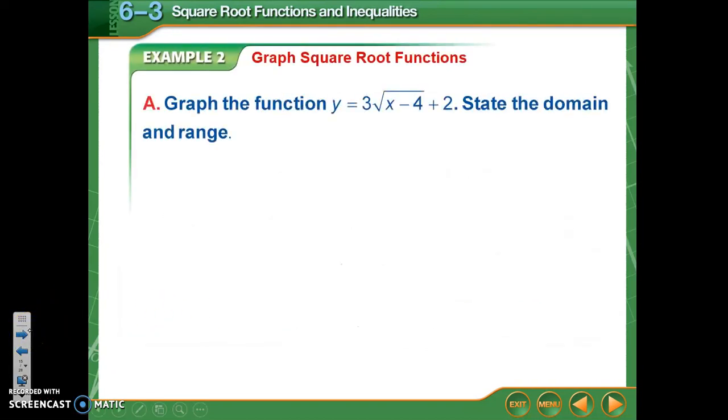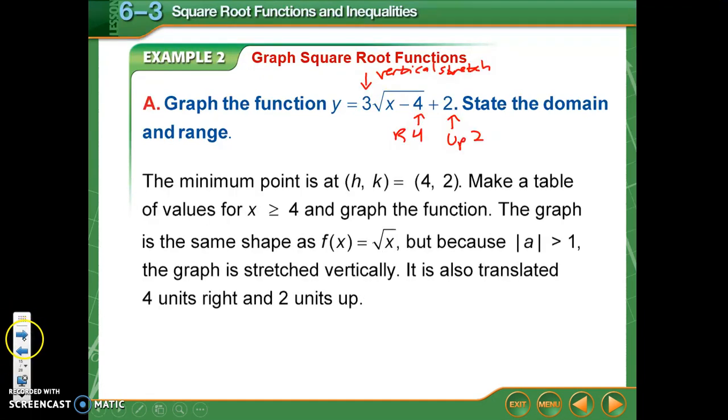Okay, so let's take a look at this. Thinking about the rules that we just talked about, this negative 4 under the square root is going to move it to the right 4 units. The plus 2 outside of the square root is going to move it up 2 units. And this 3 multiplied outside is going to be a vertical stretch by 3. So it's going to get 3 times taller than the parent function would be.